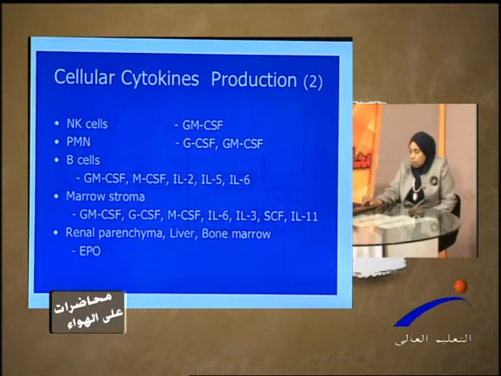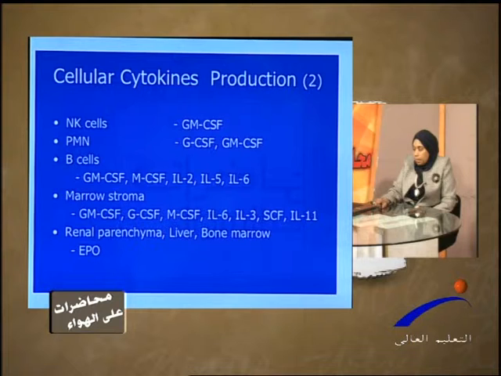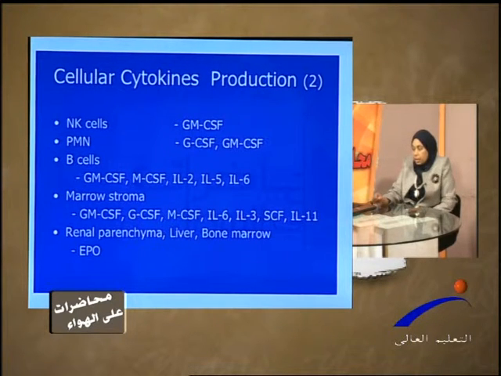Okay, natural killer cells produce granulocyte-monocyte colony-stimulating factor, and also the B cells produce granulocyte-monocyte colony-stimulating factor. They also produce interleukin 2, interleukin 5, and interleukin 6.